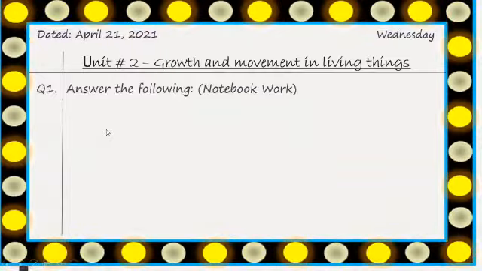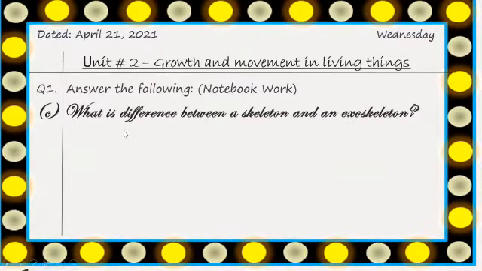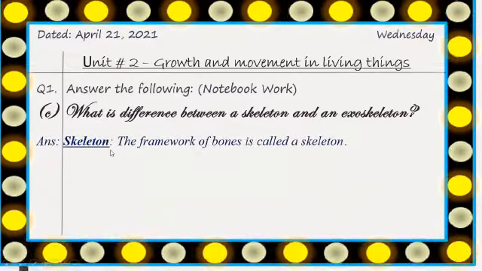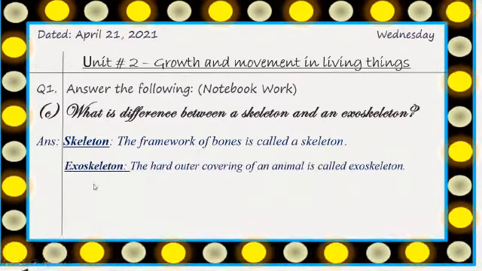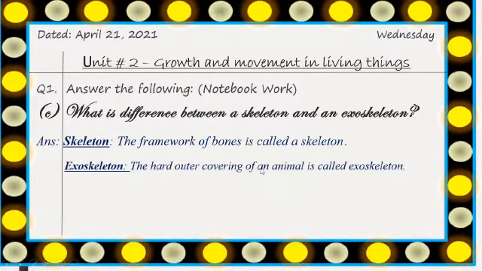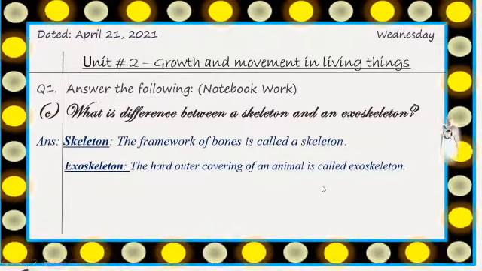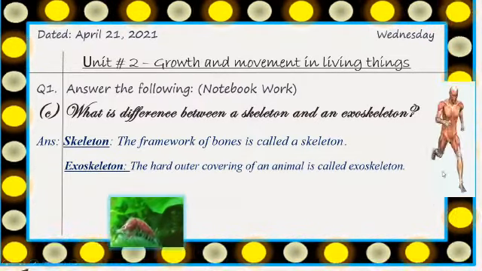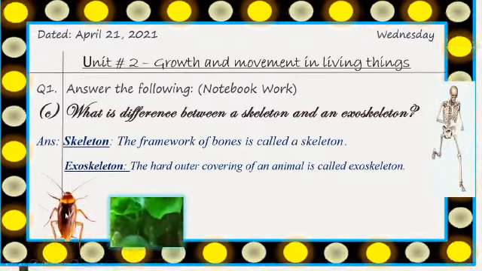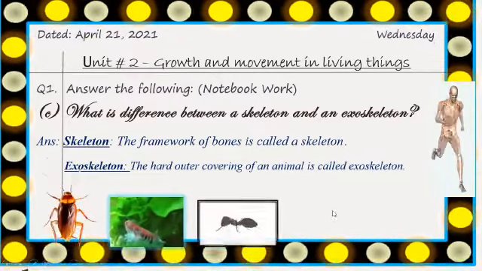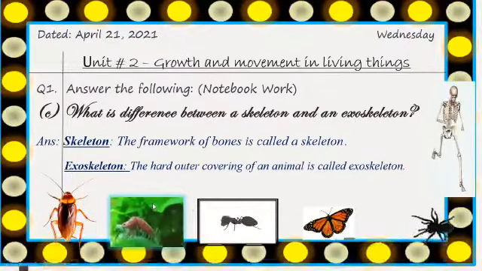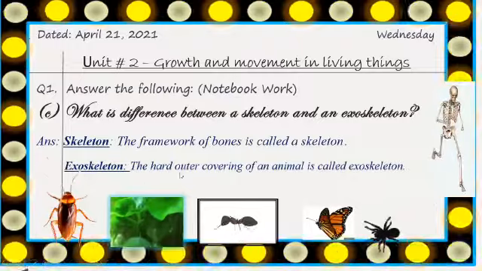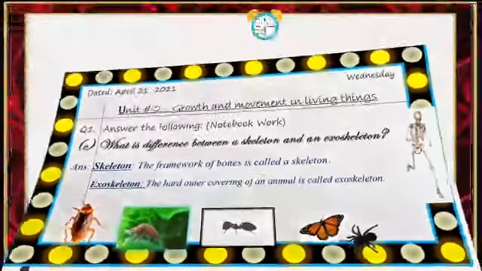Now we are moving on to the next question, part C. What is the difference between a skeleton and an exoskeleton? A skeleton. The framework of bones is called a skeleton. Exoskeleton. The hard outer covering of an animal is called an exoskeleton. That is skeleton. And now all the insects shown are examples of exoskeleton: cockroaches, shrimps, ants, butterfly, and spiders.